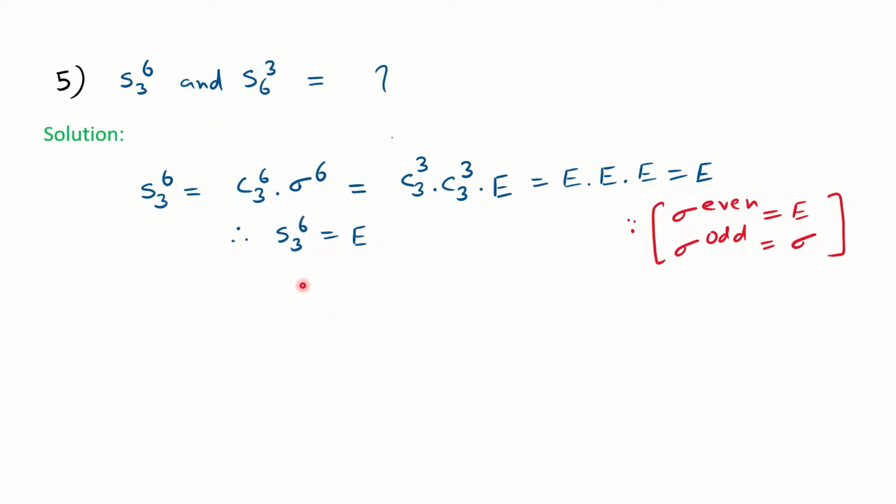This option was given. Along with that, they are asking S63. So we can write in the same way as we have done earlier, C63 sigma 3. Now C63 we can also write as C2, and since sigma 3 is odd, we can write C2 sigma, and we know C2 sigma is nothing but the center of inversion, center of symmetry, inversion I. So basically S63 is equal to I. This E and I was given in one of the options, and that was the correct answer.